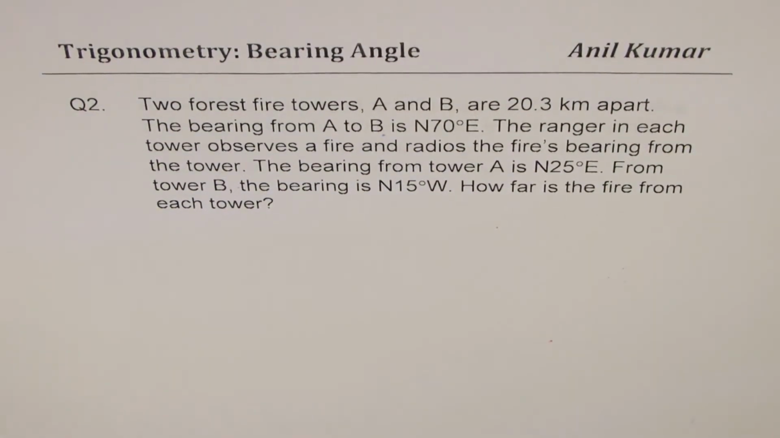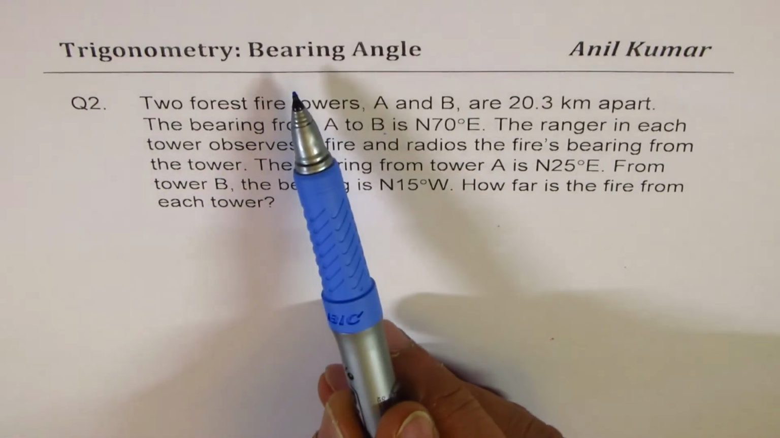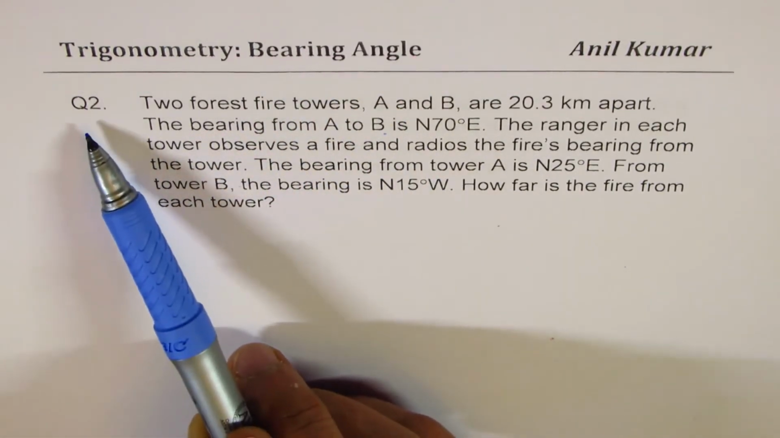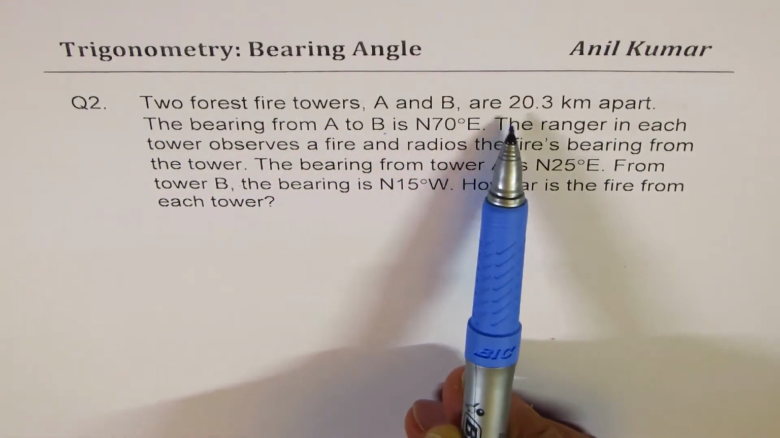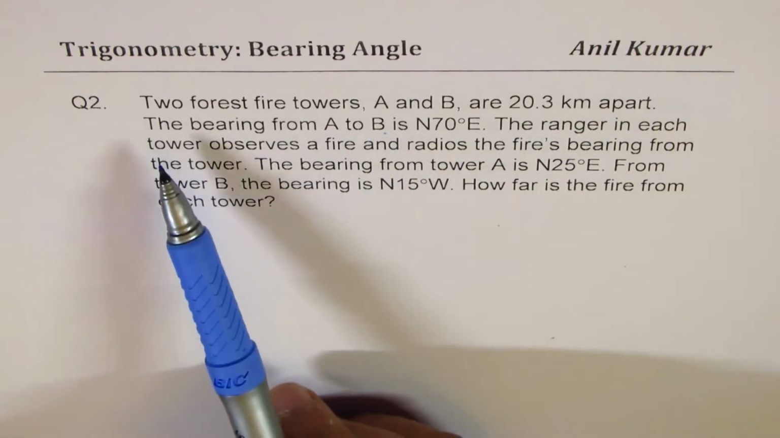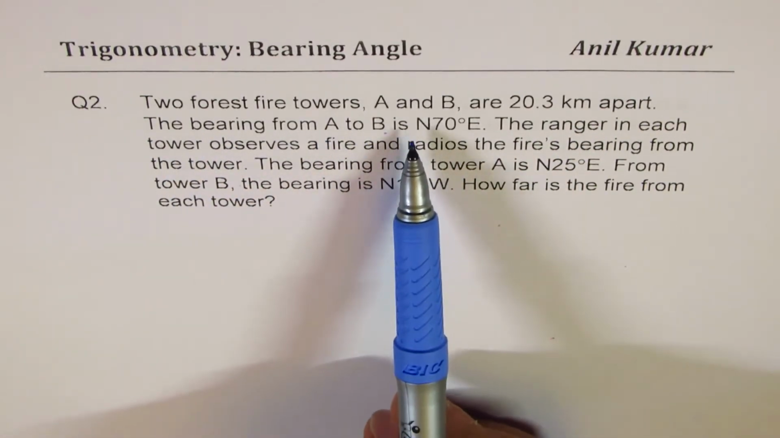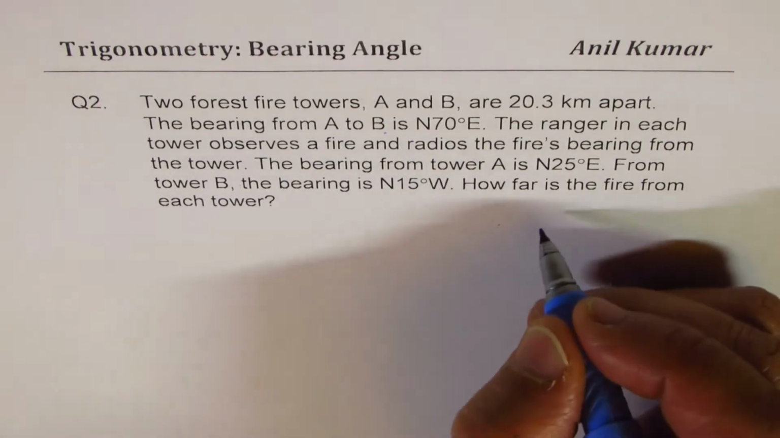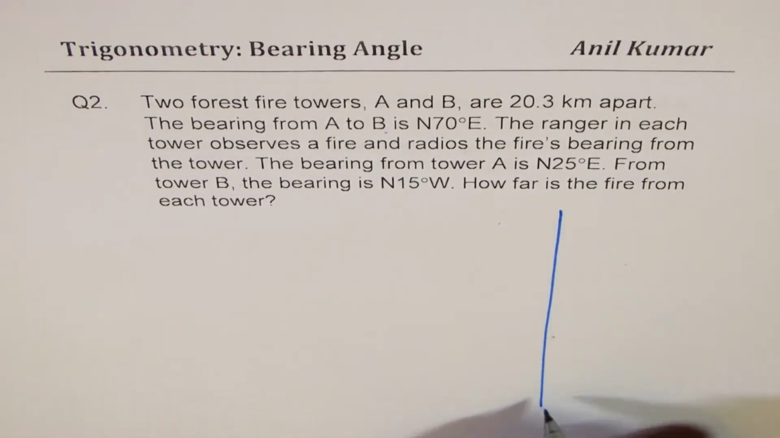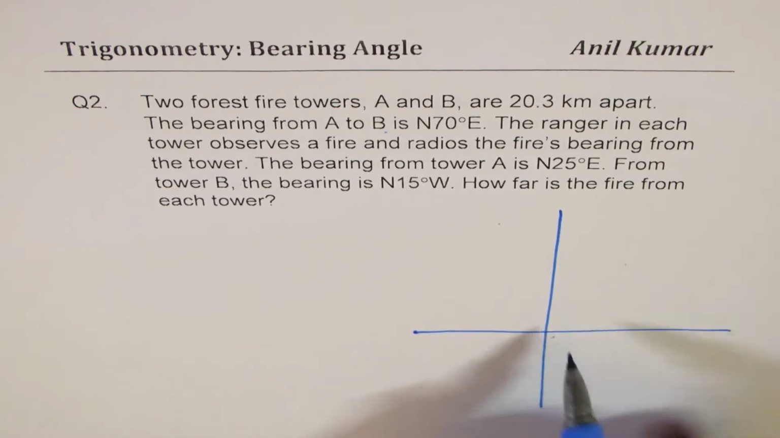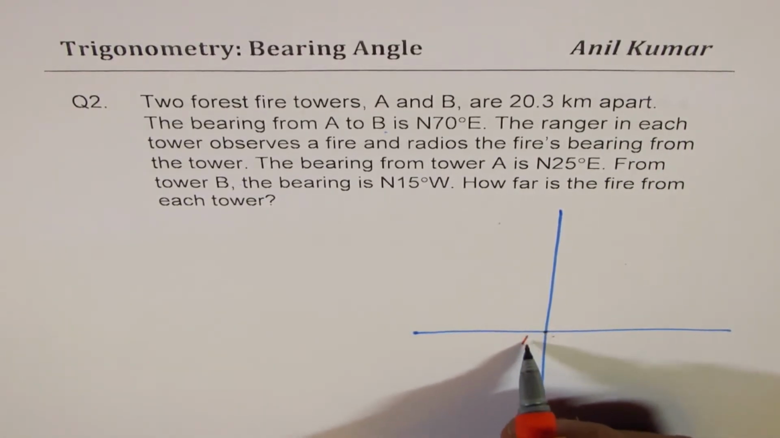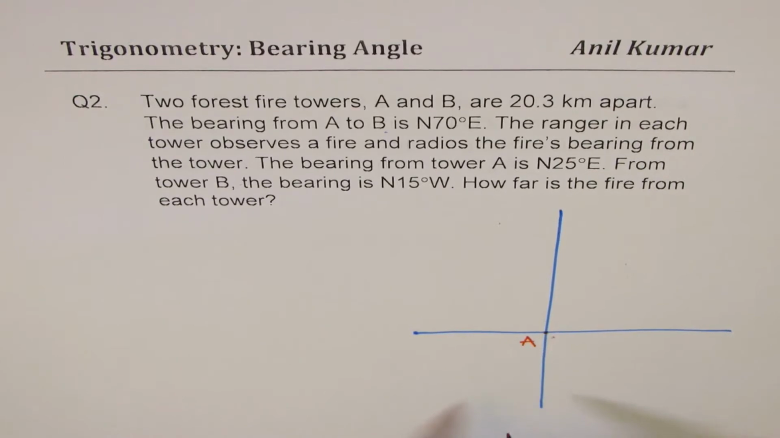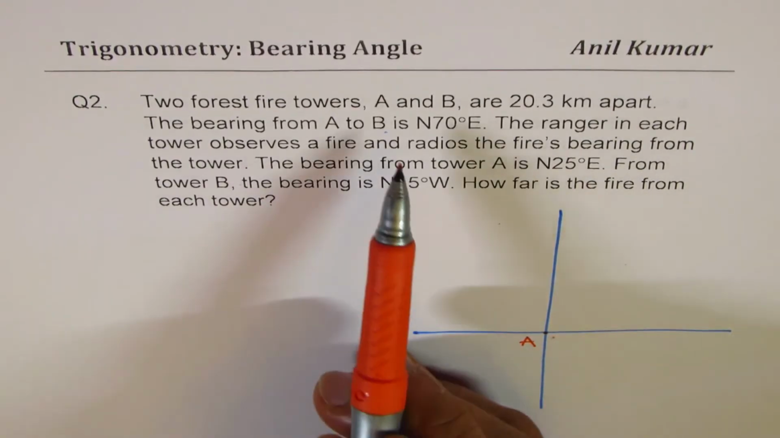Now let us see how to solve another question based on bearing angle. Question number 2 here is, two forest fire towers A and B are 20.3 kilometers apart. The bearing from A to B is north 70 degrees east. So let us try to sketch this diagram, right? Sketching is a very important part of solving all these questions. So the first one, let us say A is at the origin, right? Then it becomes easier for us to graph.